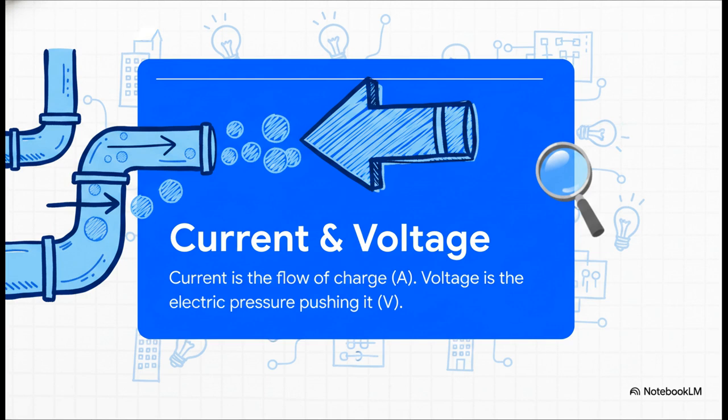But what actually makes that current move in the first place? Well, that's the potential difference, or what we all commonly call voltage. This is the electric pressure that's physically pushing those charges along the conductor. And without that pressure, those electrons simply are not going to flow.